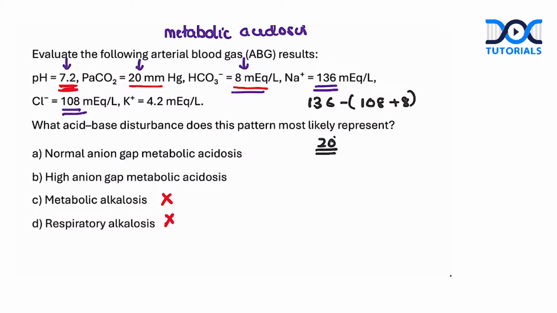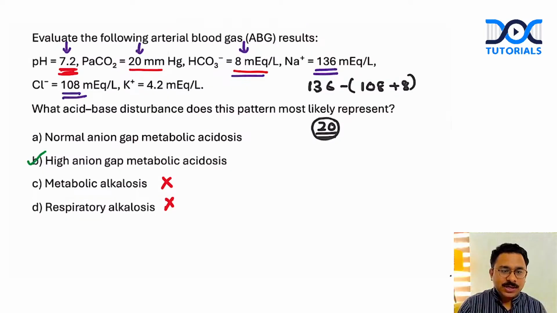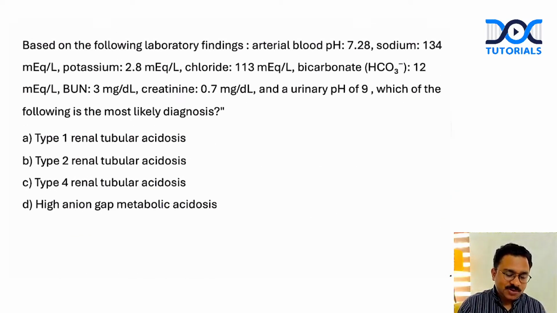So what do you think? Is it high anion gap or normal anion gap? Can you answer in the comment section? What do you think? Is it high anion gap or normal anion gap? High anion gap. So what is going to be my answer? My answer is going to be option B. It is a high anion gap metabolic acidosis, right? Okay. Let's go to the next question.